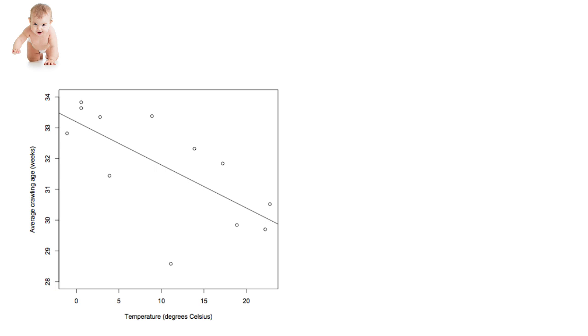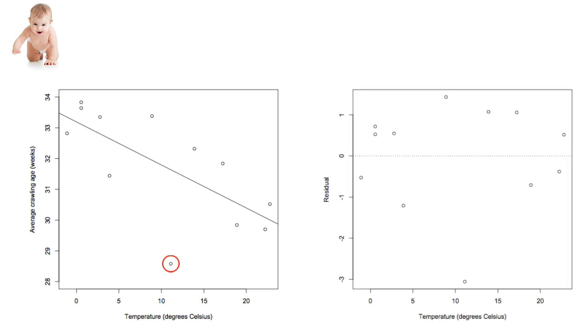Here is another example of an unusual point. In the relationship between average crawling age of babies and temperature, we see that there is one point that is far away from the regression line. Looking at the plot of the residuals, we see that the magnitude of its corresponding residual is much larger than the magnitudes of all of the other residuals. In the distribution of residuals, this is an outlier. But is it an influential point?